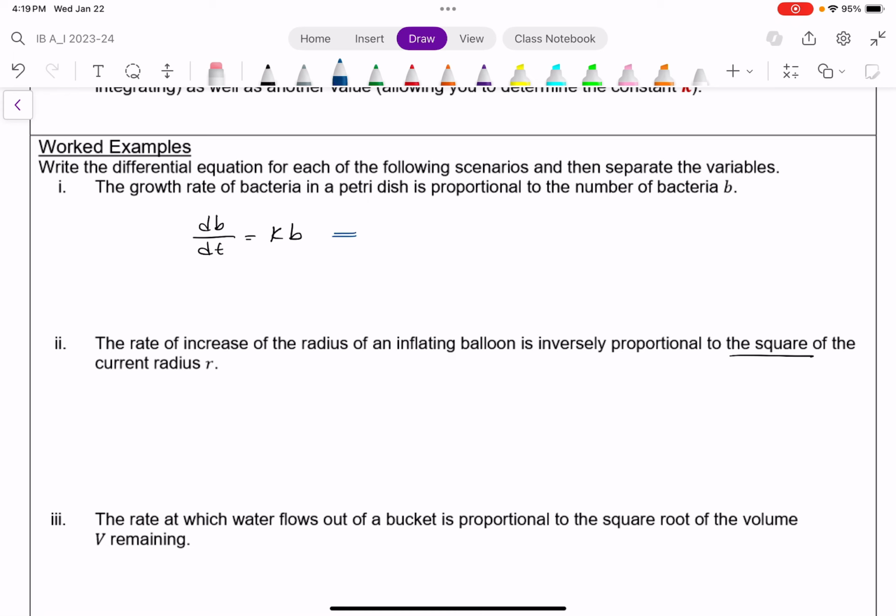That's it. To separate the variables, divide both sides by b, and we get 1 over b times db. On the other side, we get whatever that constant is times dt, and we can integrate that fairly quickly.